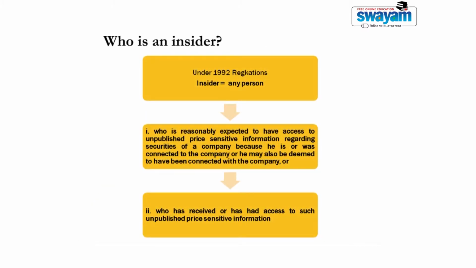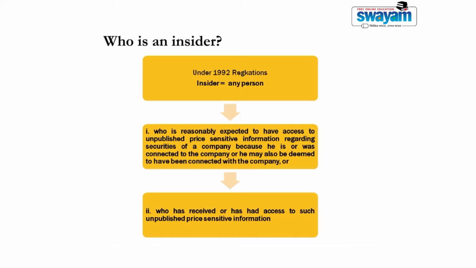So, under 1992 regulations, an insider is any person who is reasonably expected to have access to unpublished price sensitive information regarding the securities of a company, because he is or he was connected with the company, or he may also be deemed to have been connected with the company. So, we are talking about a person who is an insider and who is also deemed to be connected with the company, or who has received or has access to such unpublished price sensitive information. So, this is the definition of insider under 1992 regulations.